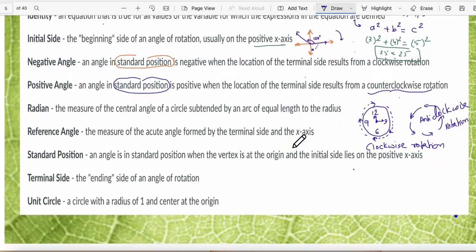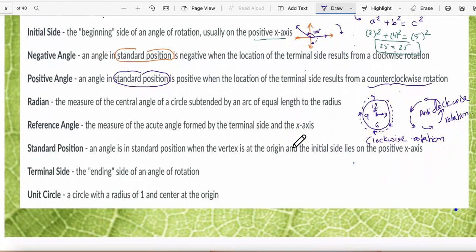Okay. Next is the definition of radian: the measure of the central angle of a circle subtended by an arc of equal length to the radius. I will explain this to you in the upcoming slide. Reference angle. What is a reference angle? The measure of the acute angle. Now the next question which comes in, what's an acute angle? Angles whose measurement is less than 90 degrees are known as acute angles.